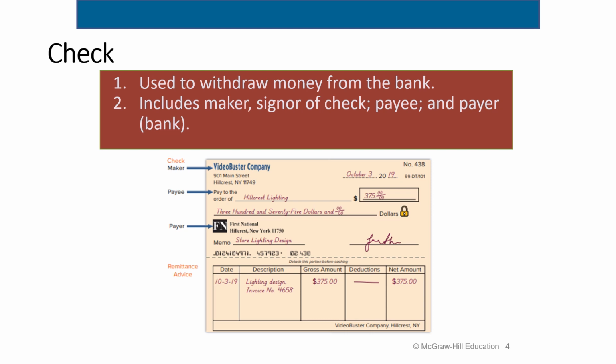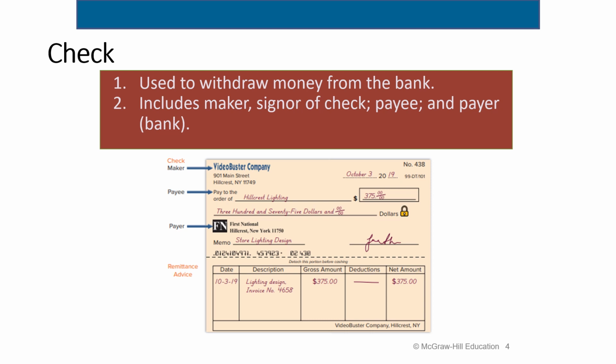So you can see here, this is one type of check. You can see where it's made out. You can see the maker's information. So that's the company name, address. You can see the payee, who they're paying the check to. They have that filled out. And the payer, that's the bank. So make sure you know the difference between the maker, the payer, and the payee.